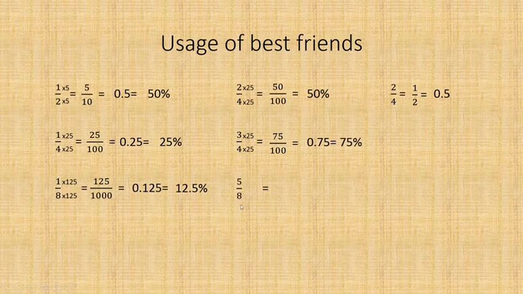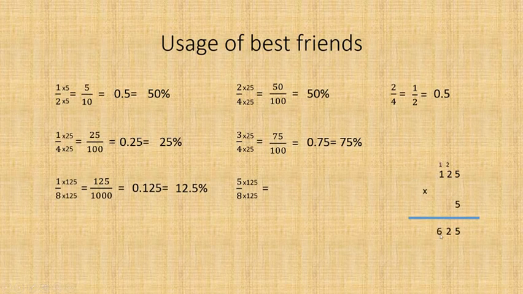Okay, 5 over 8, it's a little bit of a hard question. 5 over 8, I will just multiply down by 125 and multiply up by 125. So 5 times 125, I have to do it like a draft. 125 times 5: 5 times 5 equals 25, so 5 and carry 2. And 2 times 5 is 10, plus 2 equals 12, so 2 and carry 1. 1 times 5 equals 5, plus 1 equals 6. So it's going to be 625 over 1000.